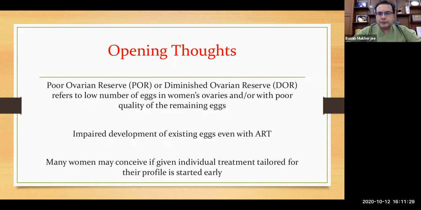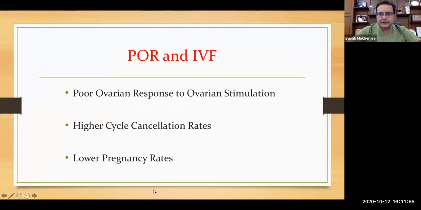There is a group of women with poor ovarian reserve who may conceive if given individual treatment tailored for their profile when started early. So many women will conceive, and the idea is generally to find out what treatment to institute for whom, which will be helpful in guiding what treatment can be offered to them.